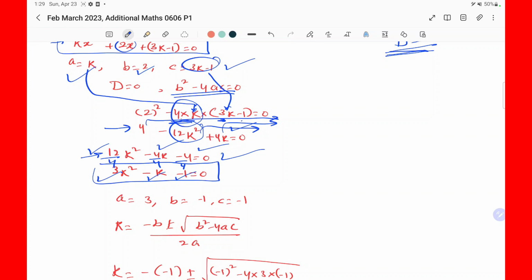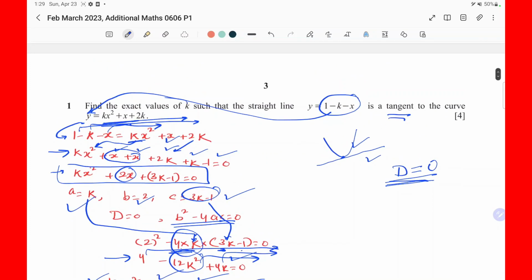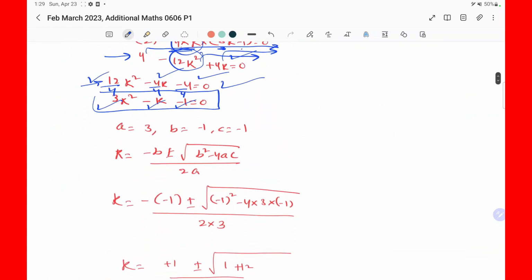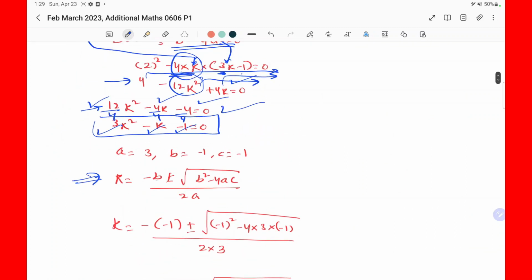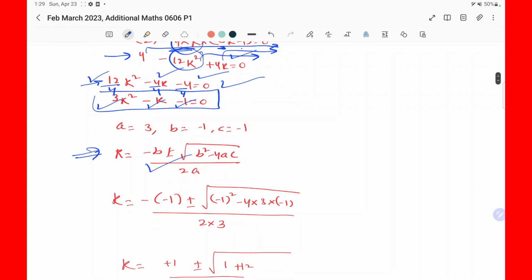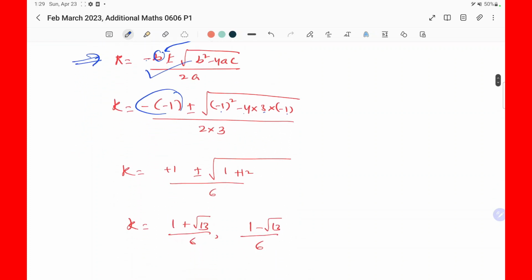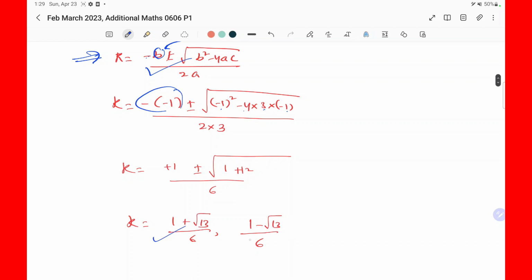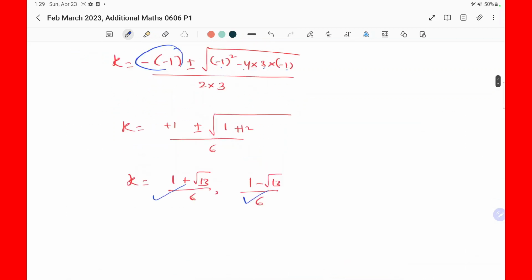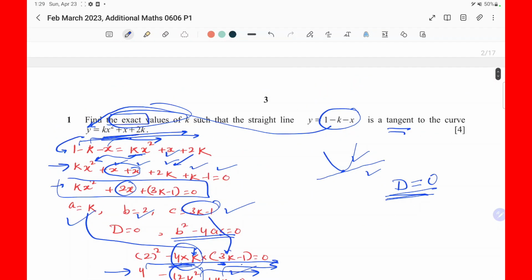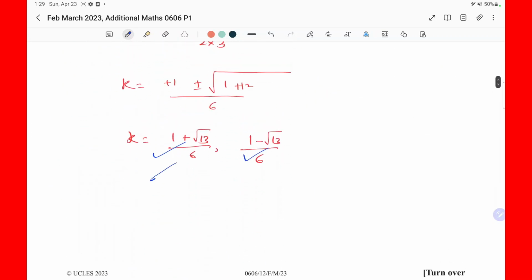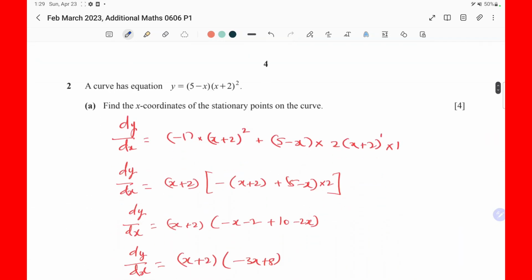Now I need to solve this for exact values, right? We cannot use a calculator, so we have to use the quadratic formula over here. We know that x equals minus b plus or minus root of b squared minus 4ac, over 2a. So minus, and b is minus 1, so minus times minus 1, plus or minus root of minus 1 whole squared minus 4, where a is 3 and c is minus 1. Just use the calculator over here, you will get 1 plus root 13 over 6 and 1 minus root 13 over 6. And we need to find the exact value, right? So exact means you will not use a calculator here, you have to give your answer in this form only, you will not give it in decimal.